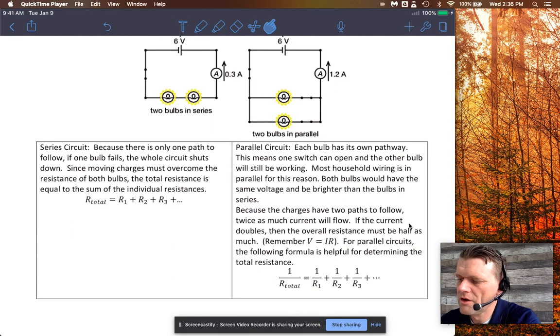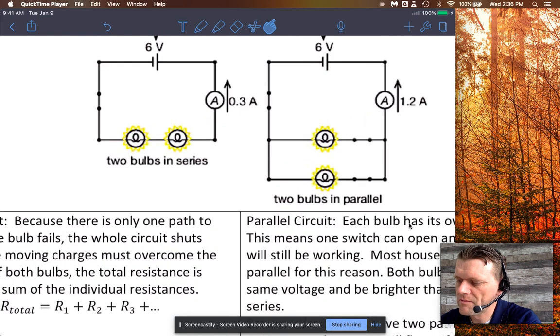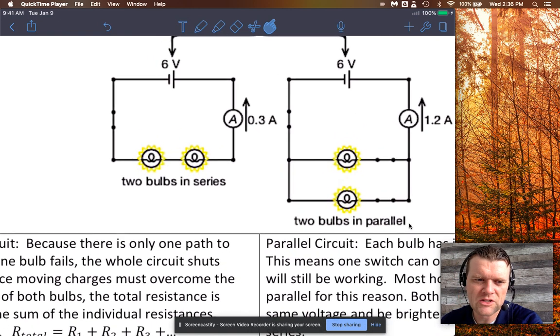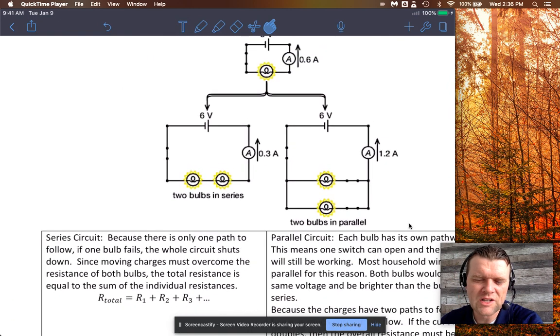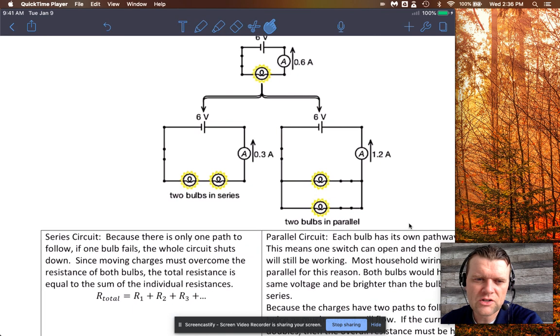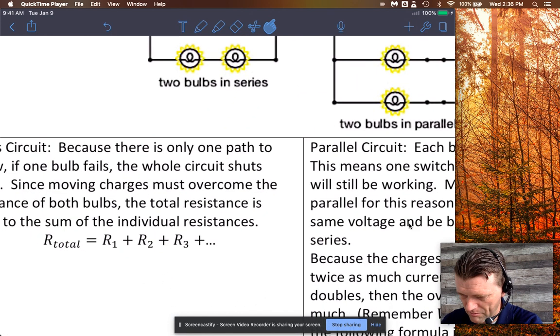Now, let's come to resistance. Again, if you have a series circuit, the resistance in each device, you will add those resistances together to get the total resistance. Remember, because the current has to go through all the devices. So the total resistance is really easy. You just add them up.